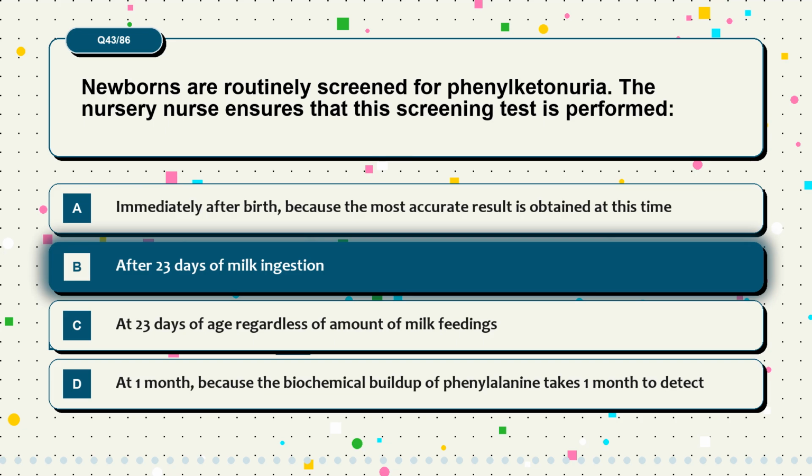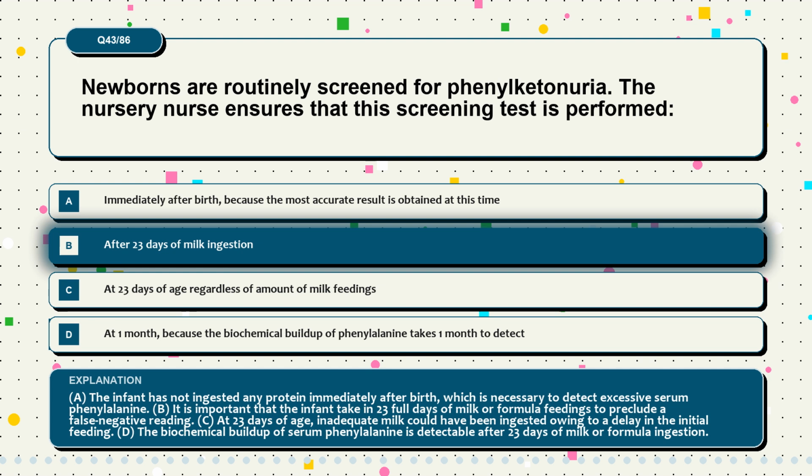The correct answer is option B. After 23 days of milk ingestion. A. The infant has not ingested any protein immediately after birth, which is necessary to detect excessive serum phenylalanine. B. It is important that the infant take in 23 full days of milk or formula feedings to preclude a false negative reading. C. At 23 days of age, inadequate milk could have been ingested owing to a delay in the initial feeding. D. The biochemical buildup of serum phenylalanine is detectable after 23 days of milk or formula ingestion.